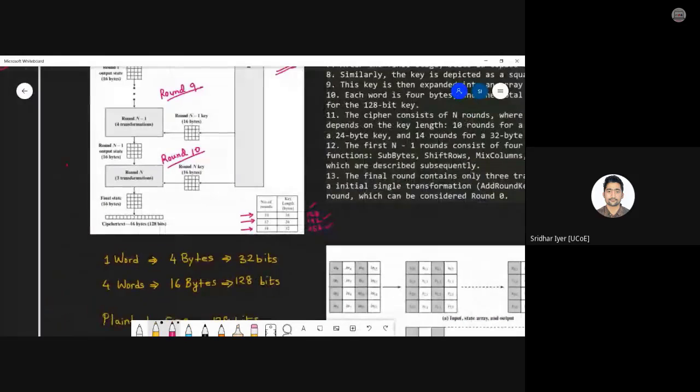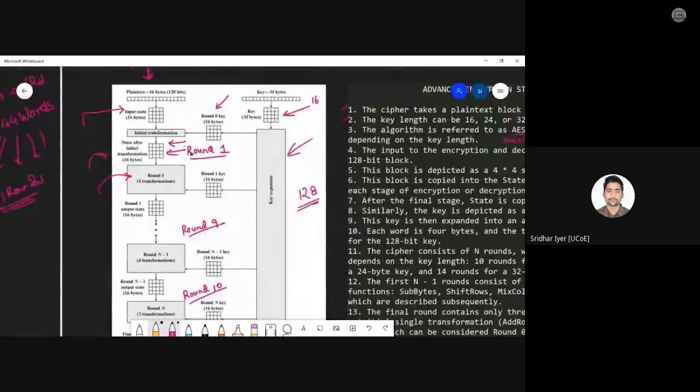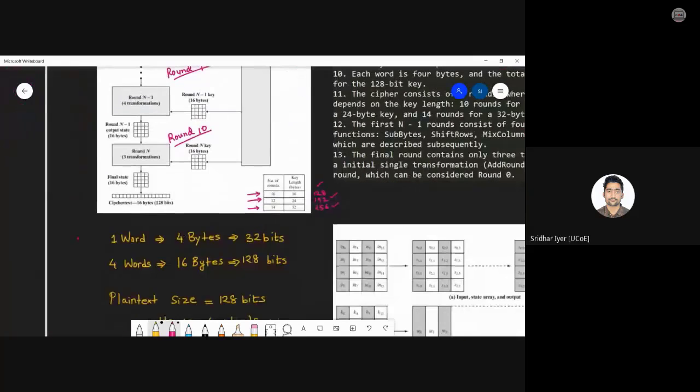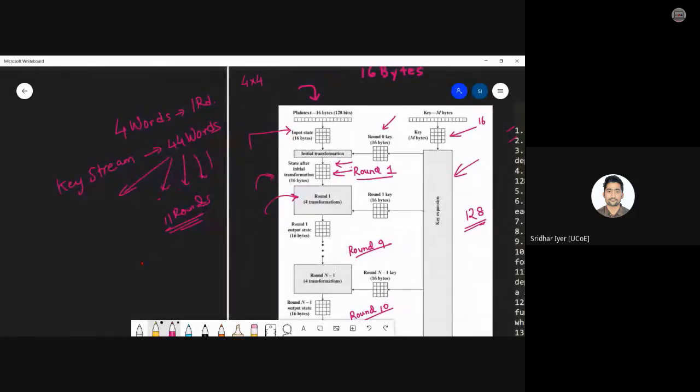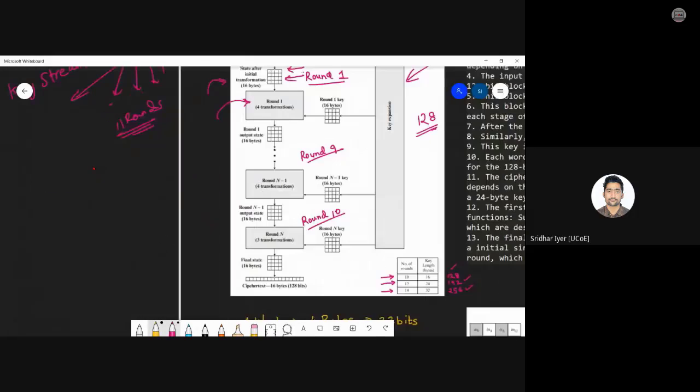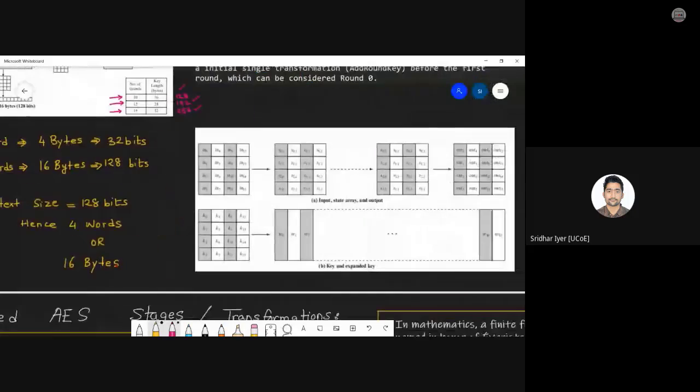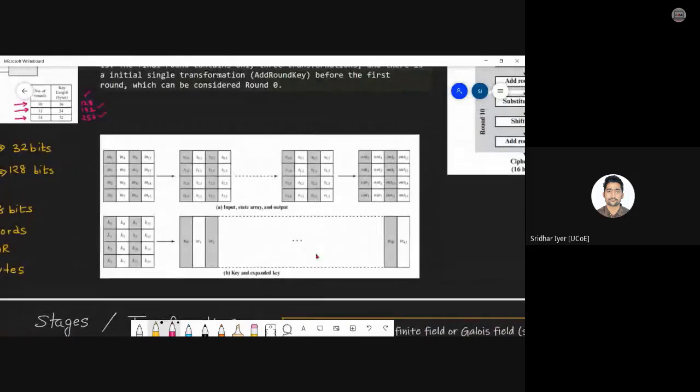As you can see, the very first transformation is nothing but the initial transformation. And for that also we require the key. The very first thing is we need the keys because, as just explained, each of the 11 rounds will require a 4-word key. So how to obtain that key? Just have a look at this diagram. I will explain this in much detail.